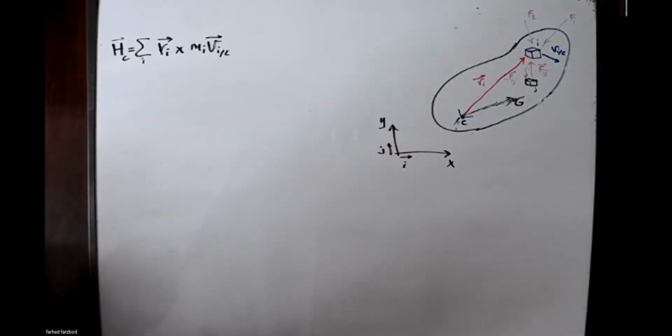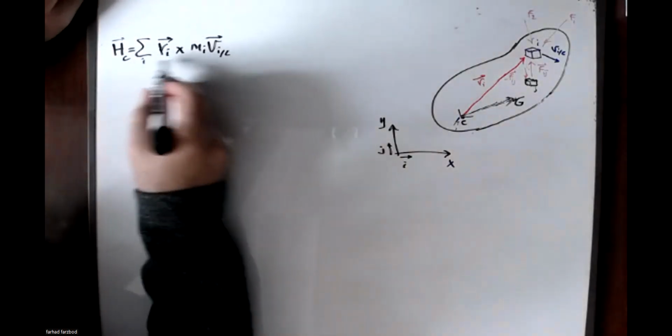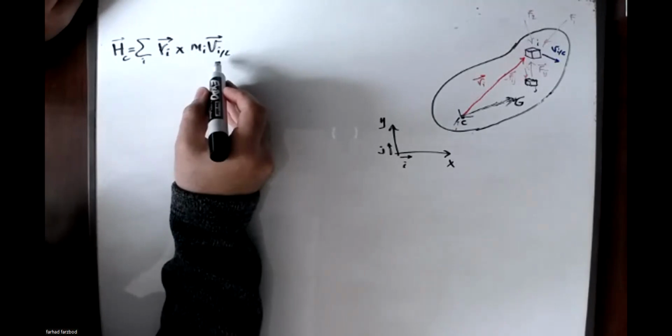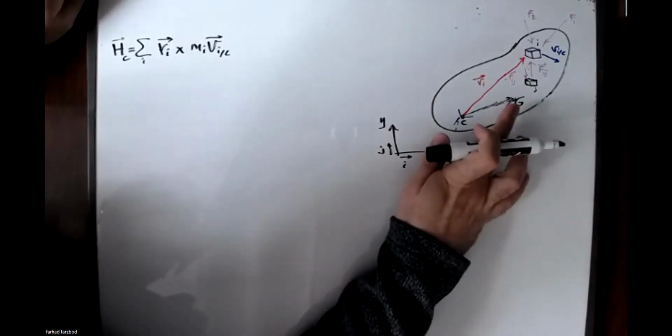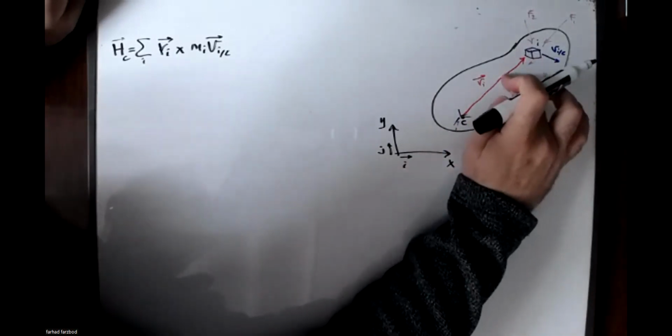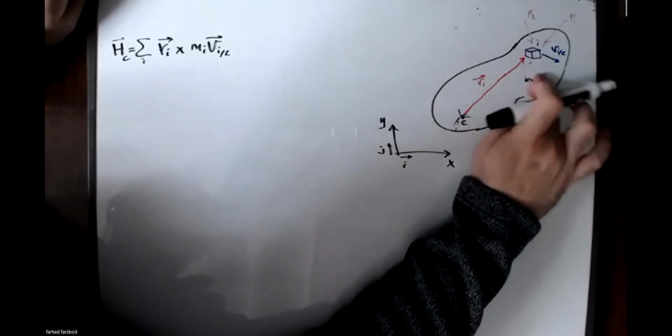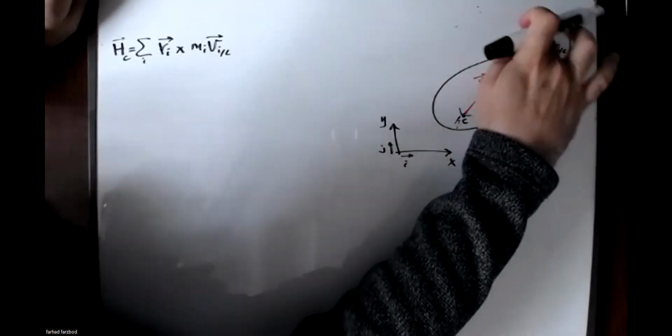All right, now we want to see, this is the second video about angular momentum. We want to see what is this value, angular momentum, around some point C, which is not necessarily center of mass. All right, so we want to calculate that. We don't need forces now.